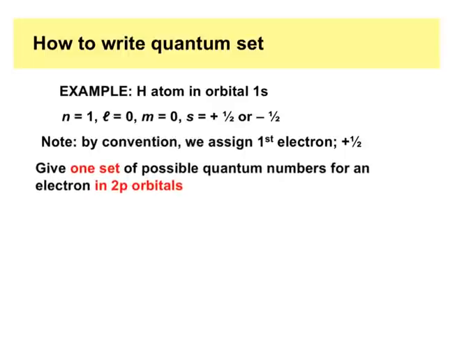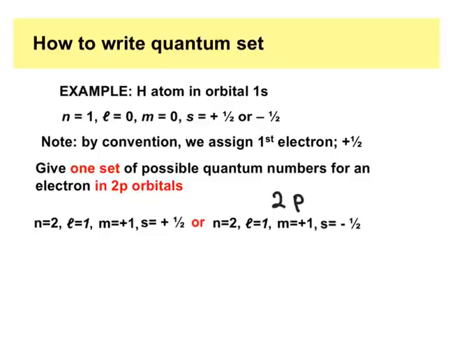Another example: give one set of possible quantum numbers for an electron in 2p orbitals. The number 2 in 2p orbital means the principal quantum number is 2. P orbitals mean the azimuthal quantum number is 1. Thus, the magnetic quantum number is positive 1. Take the electron spin quantum number as positive half first. The next set of possible quantum numbers has the same principal quantum number, azimuthal quantum number, and magnetic quantum number, but a different electron spin quantum number, which is negative half.